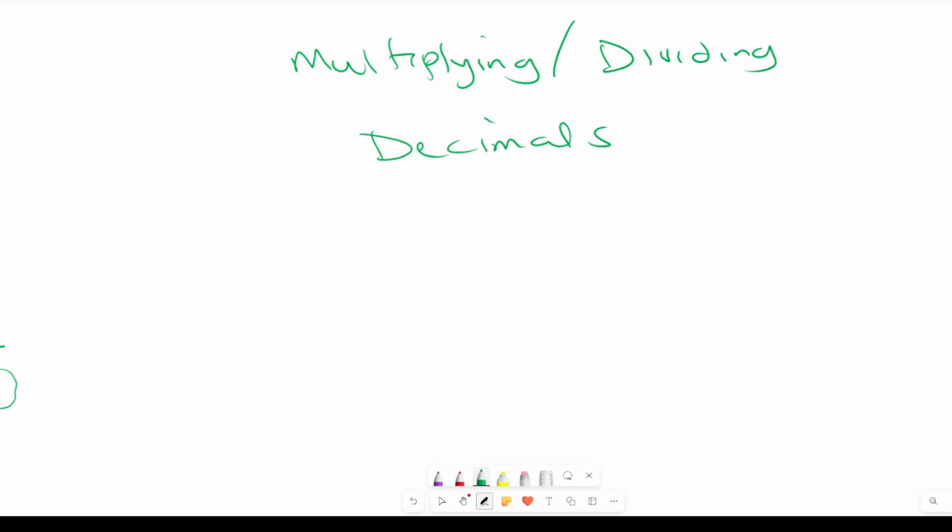What do we need to take from here? 2.4 times 1.6, or 3.2 times 0.04. Okay, so I've been given these decimals and I'm taking a non-calculator paper and I'm expected to work this out without a calculator. What do I do?